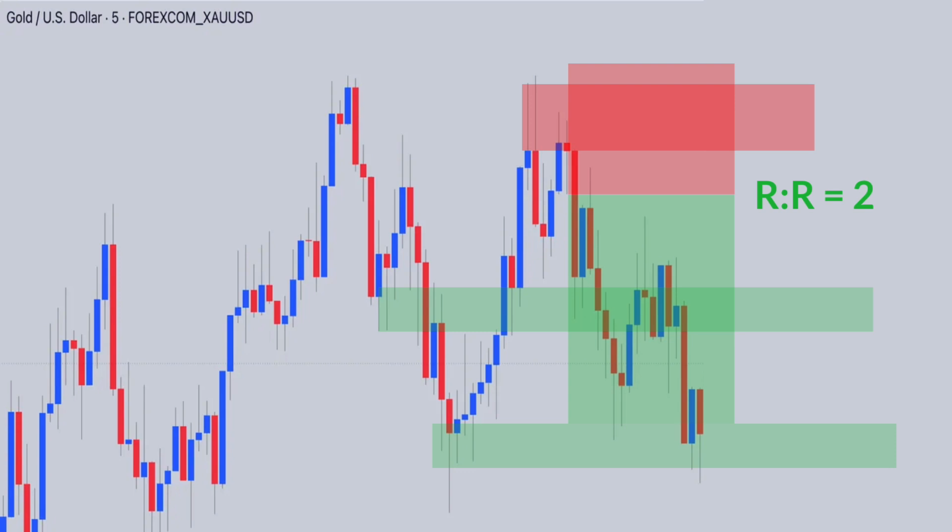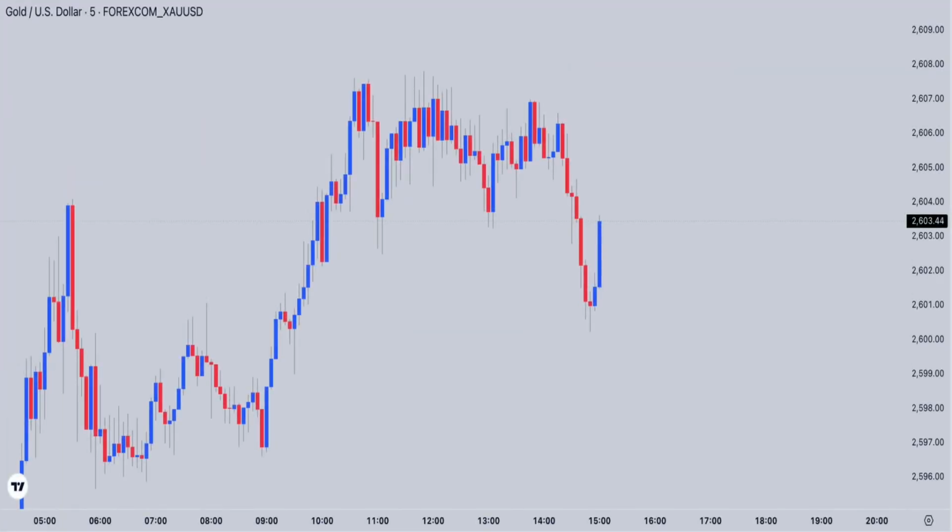The entry method for demand zones is the same as for supply zones. However, in the example I'm about to share, I want to highlight an important detail. Now, let's take a look at a demand zone example. Pay attention to this. When you look at price movements on different time frames, you may see them in different forms, which can lead to confusion.